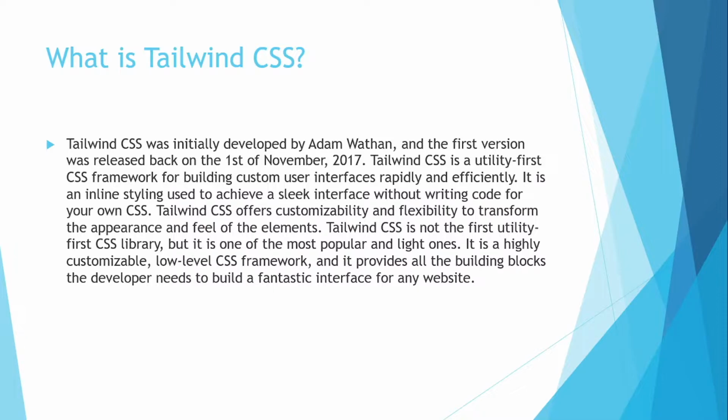Tailwind CSS offers customizability and flexibility to transform the appearance and feel of the elements, which means we can customize according to our need, whatever style we want to give. If you want to create a button with your own styling, you can do that very easily by giving it some classes which are pre-built in Tailwind CSS. Tailwind CSS is not the first utility CSS library, but it is one of the most popular and lightest ones. So it is not the first one to present this idea of utility-first classes, but it is the lighter one and the most popular one nowadays. That's why we should learn this.